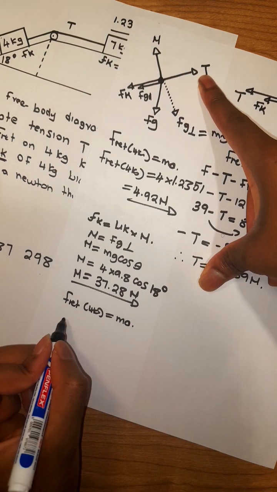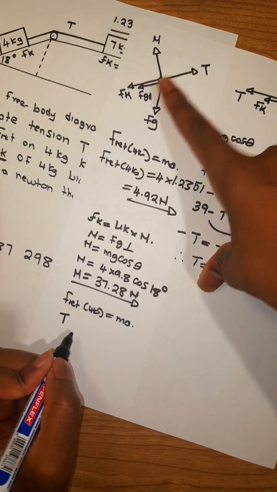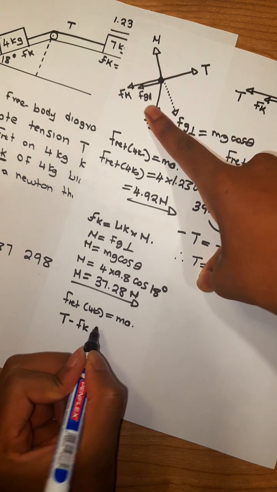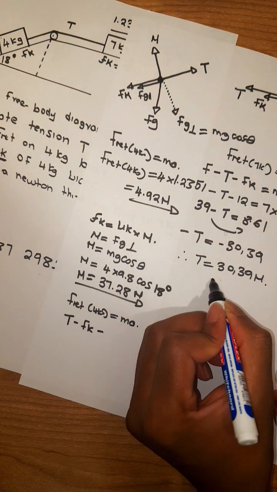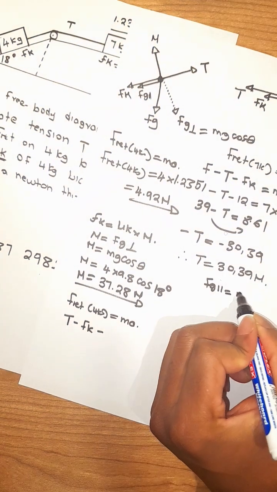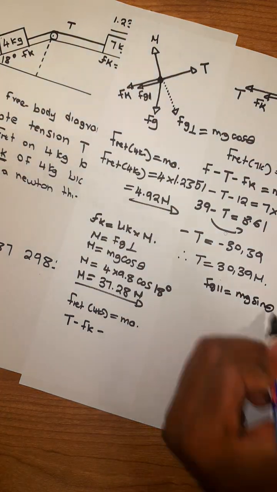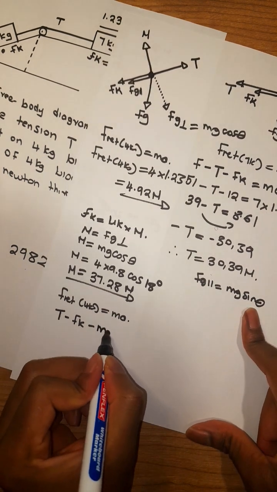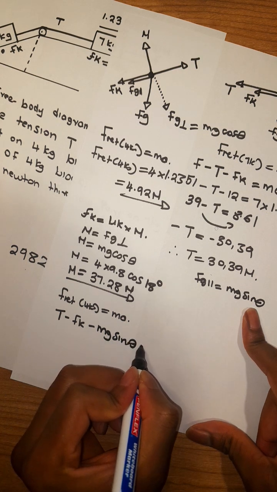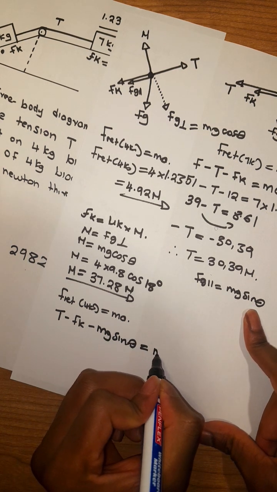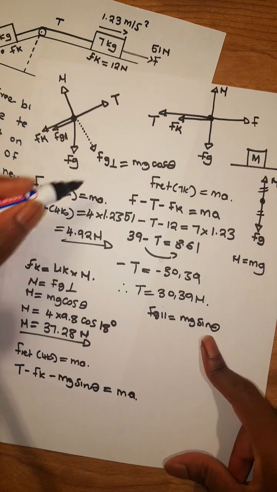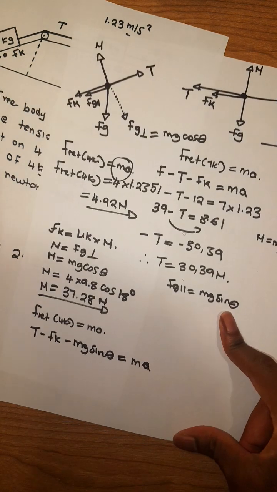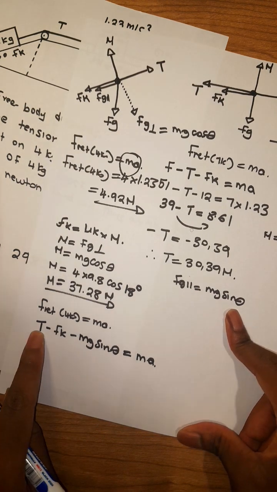I know that I'm going to have the tension on the positive side. On the negative side, I'm looking for friction, and I'm also having my Fg parallel. What is Fg parallel? Your Fg parallel equals mg sine theta. So instead of writing Fg parallel here, you can just write mg sine theta, and this actually equals your ma. Here I said ma is the same as 4 multiplied by 1.23. So we can do something similar. But what is the value of tension?